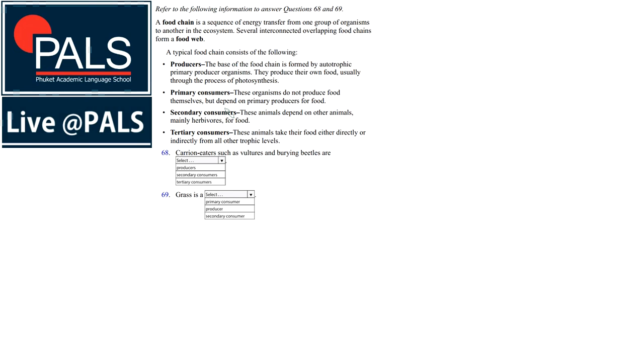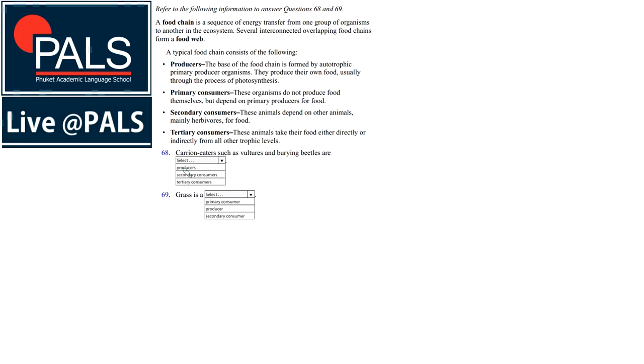And just looking at our definitions here, producers doesn't make sense. No, they are definitely not making their own food, they're plants. Secondary consumers, these are animals that depend on other animals. That far it makes sense. Mainly herbivores for food. That does not really match. Any animal can die and become carrion. So therefore, it's probably a tertiary consumer because these animals take their food either directly or indirectly from all other trophic levels. That makes sense.